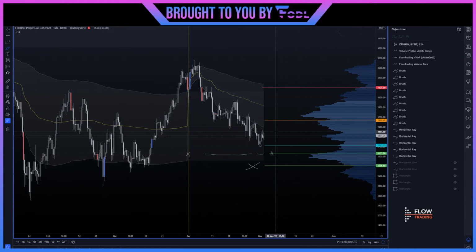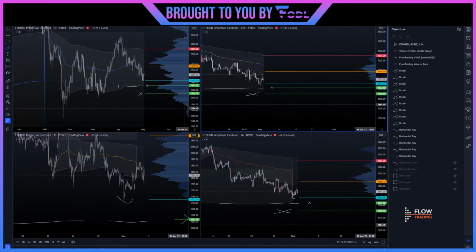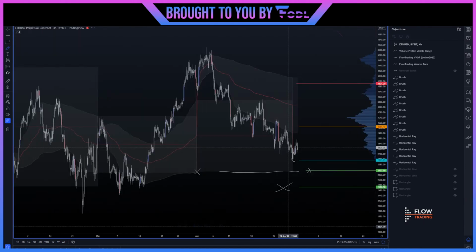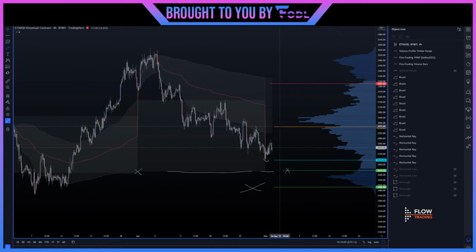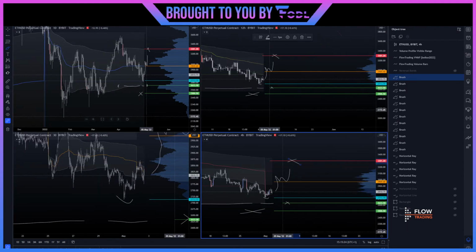What's the invalidation of that? Well, for me, the invalidation is us breaking, let's have a look at the 4-hour chart, above this level here, 2,969. If the price was to do something like this, then I think we've got a very strong chance to go a little bit higher to at least $3,300, if we do see that short squeeze. And what would that look like?